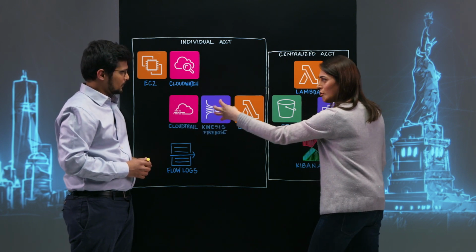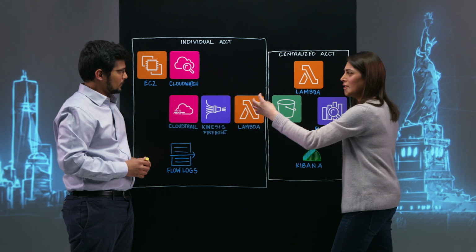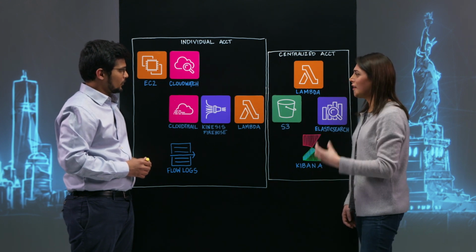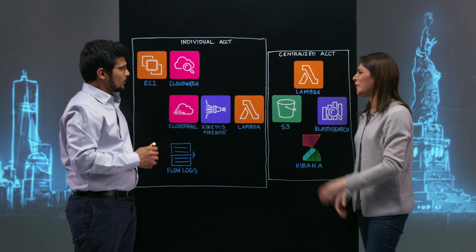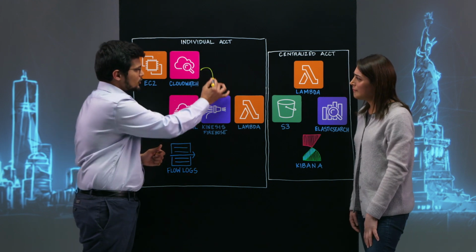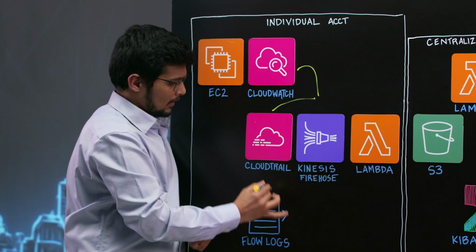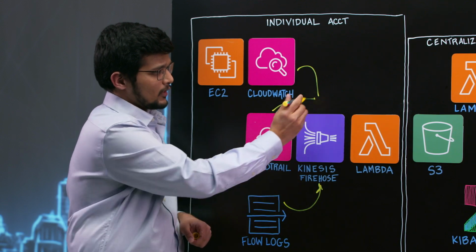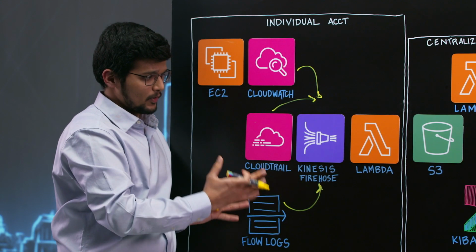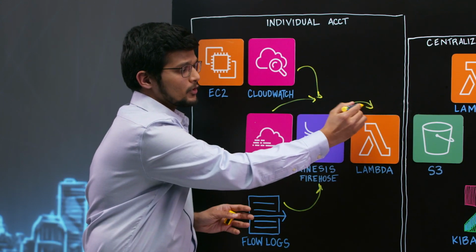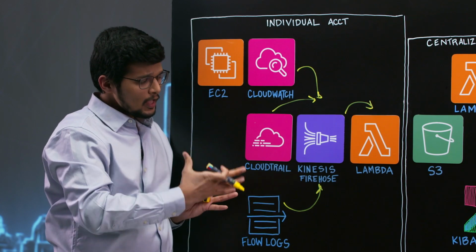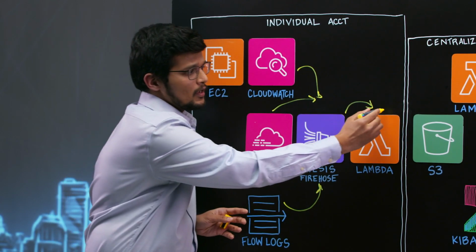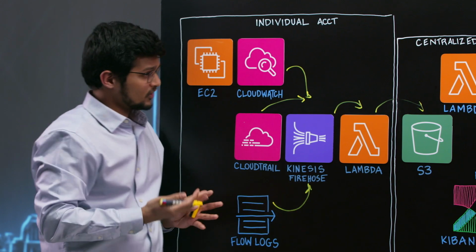I see. So I can see CloudWatch, CloudTrail, flow logs, and these are where the logs are collected from. So how do you make sure that these logs, which are all different formats, end up in a single unified format? Sure. So CloudWatch, CloudTrail, and the VPC flow logs push data to a Kinesis Firehose, and from Kinesis Firehose, the data gets pushed into Lambda. The Lambda then pushes the logs to a centralized S3 bucket.